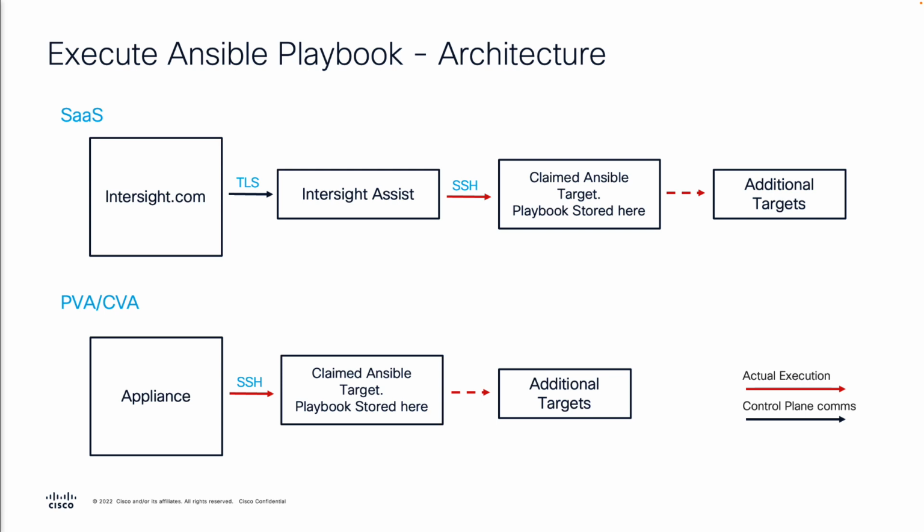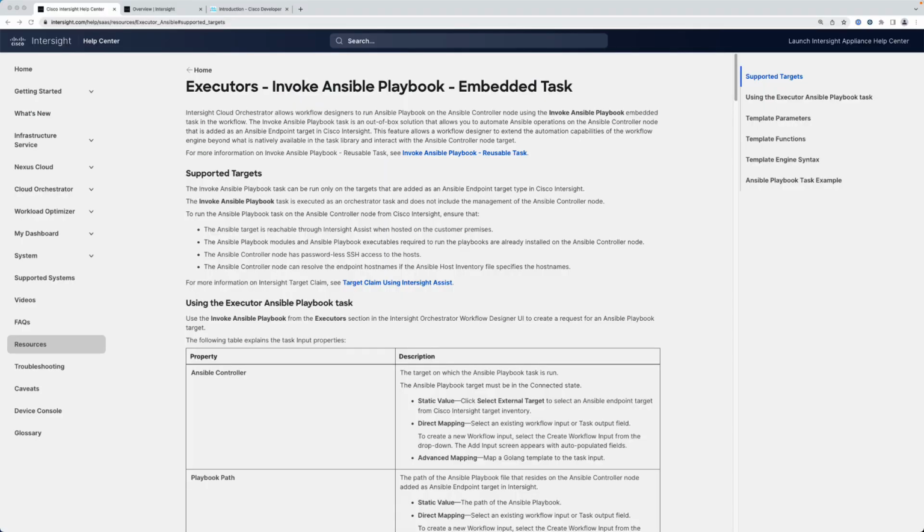If you're using the private virtual appliance or the connected virtual appliance, the appliance itself will have the required connectivity to reach directly your claimed Ansible target. Please check intersight.com/help for additional information and requirements.